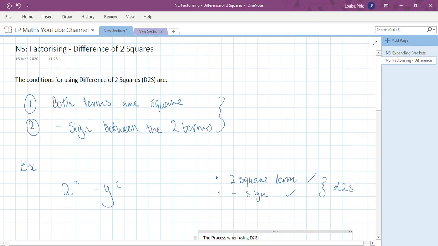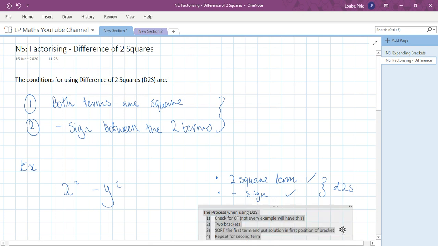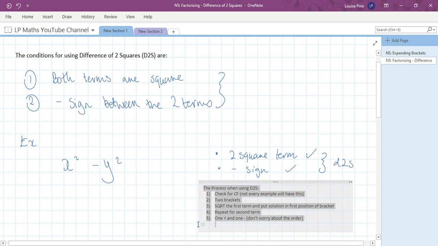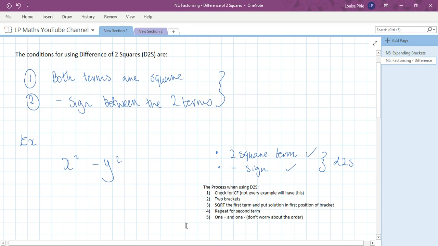So what's the process when we're using difference of two squares? Well, first of all, we're going to check if there is a common factor or not. Now, in this example here, x squared minus y squared, there is not a common factor. So what I'm going to do next is introduce two sets of brackets. Every difference of two squares question, excluding the fact that there may be a common factor, is just made up of two brackets. First thing we're going to do is square root this first term and put it in the first position of the bracket, okay?